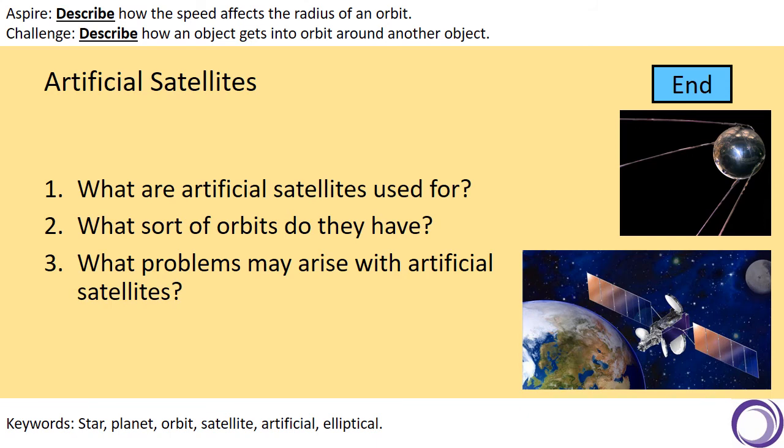Problems you can have with artificial satellites: they're quite easy to get knocked off course, and they can get damaged by cosmic rays coming from space, and particularly from the Sun, which can be enough to knock them off a little bit and damage them. But also, if you've got satellites that are in low orbit, you can have problems with them dragging on the very thin atmosphere that you've got there. But we'll come to more of that in just a second.